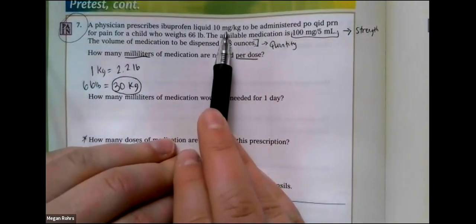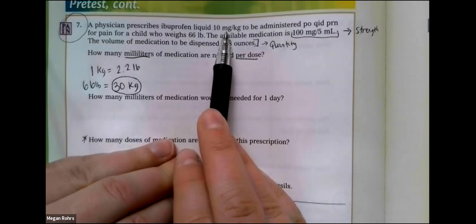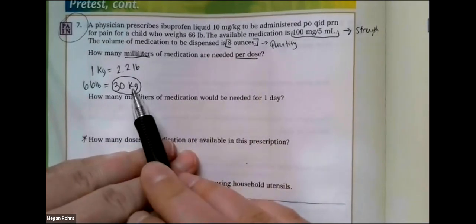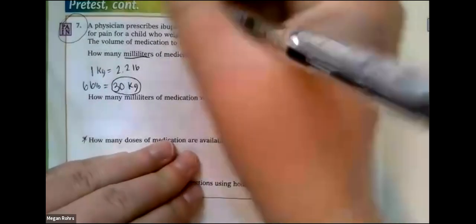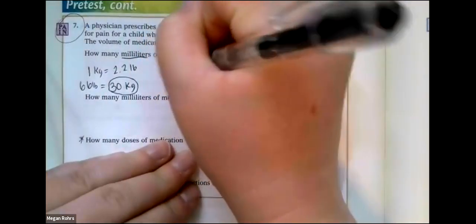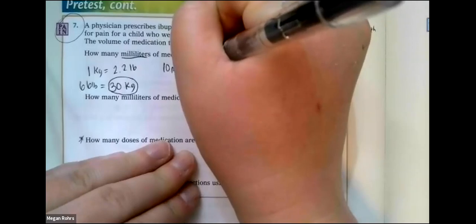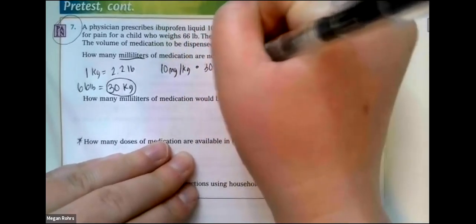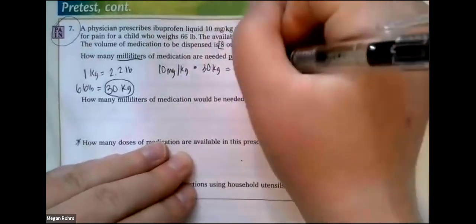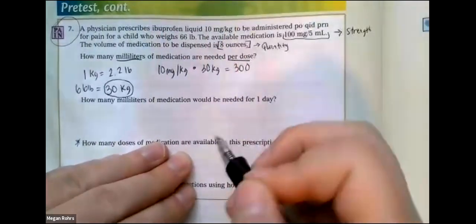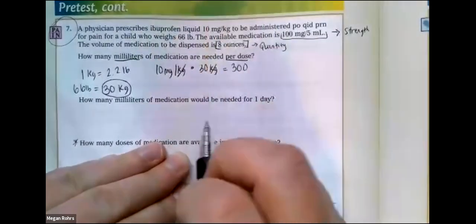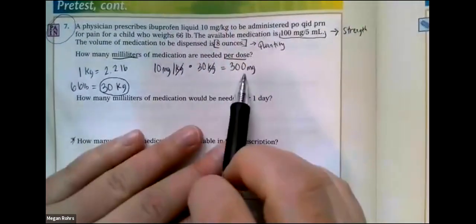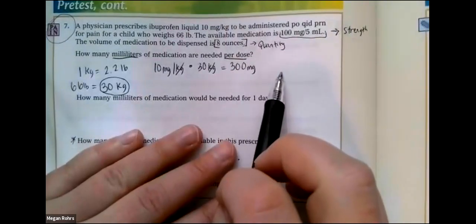So if you look back to your kilogram rule, we always take the dose given in milligrams per kilogram times their weight in kilograms. So 10 milligrams per kilogram times 30 kilograms. Well, 10 times 30 gives us 300. Our kilograms cancel out, and we're left with milligrams. So they need 300 milligrams per dose.